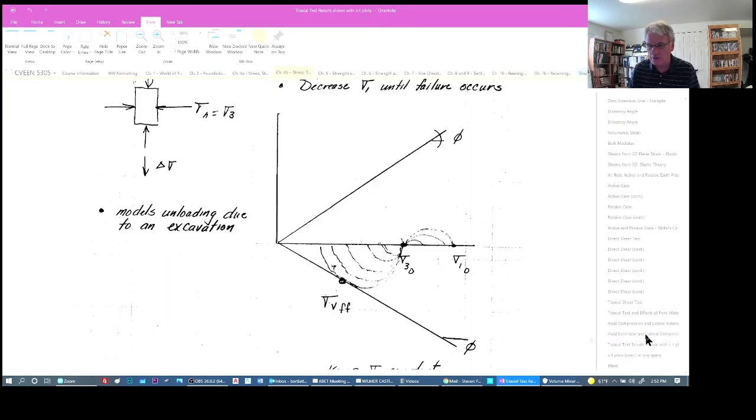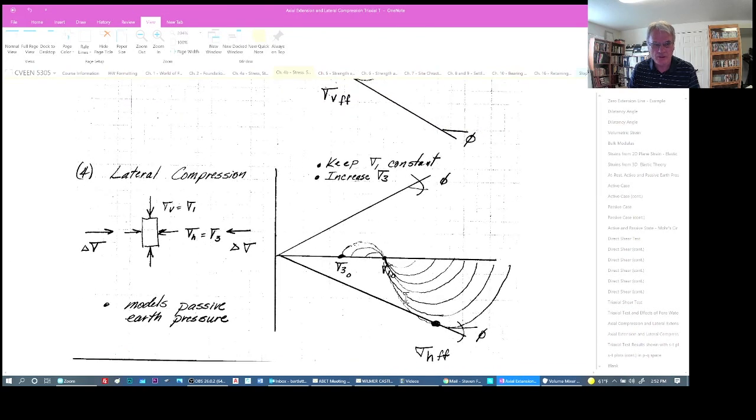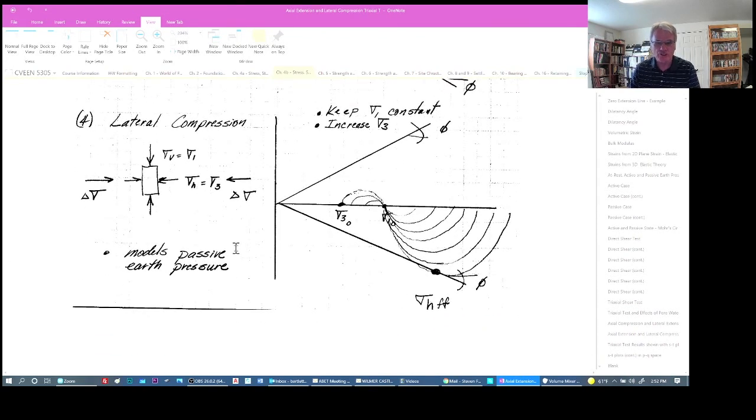Let's see, I forgot one here. The last one is lateral compression. So again, we start with the vertical stress greater than the horizontal stress, which is generally what happens in the ground. And then we push into the specimen. We're increasing the cell pressure.